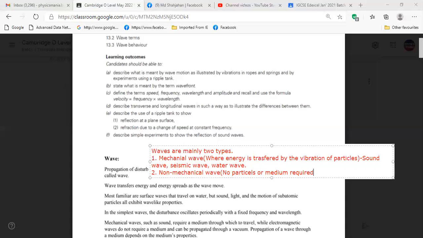Is it clear? Yes, sir. Sir, what is seismic wave? Seismic wave. We say seismic wave, the other name of earthquake. Is it clear? Oh, yes, sir.